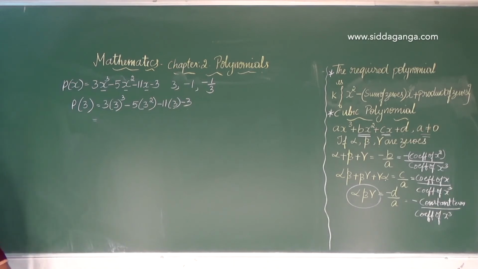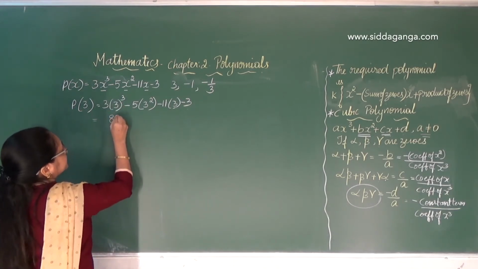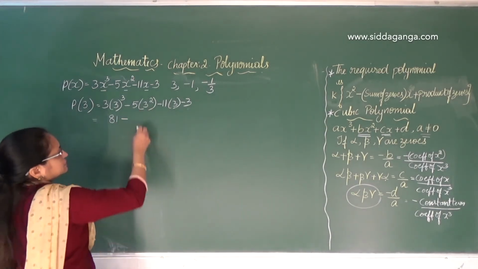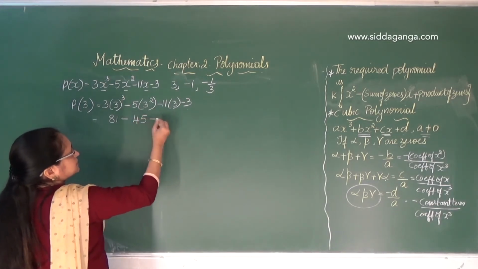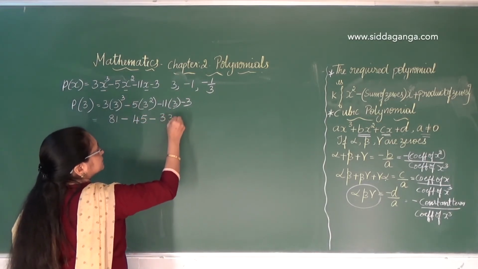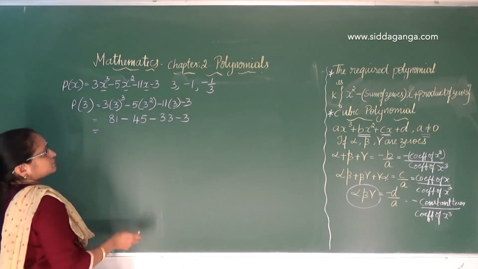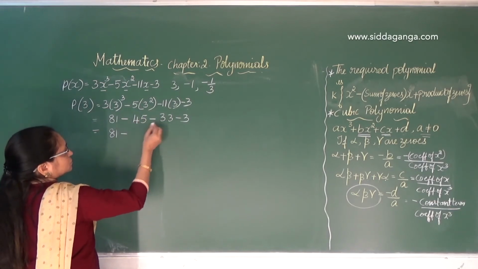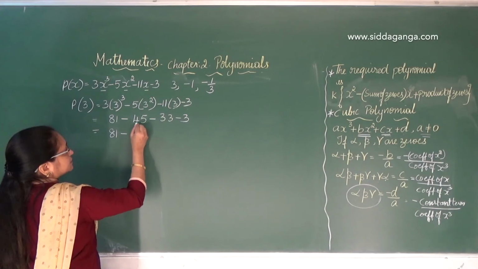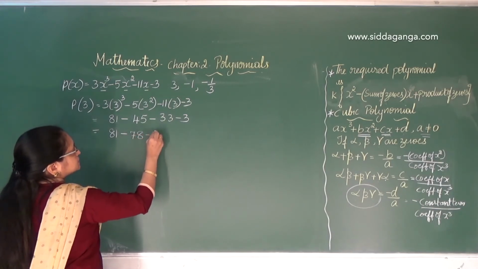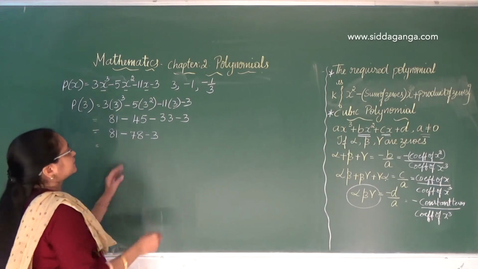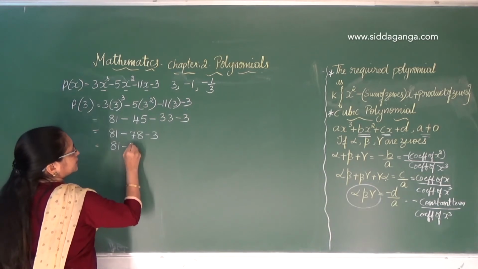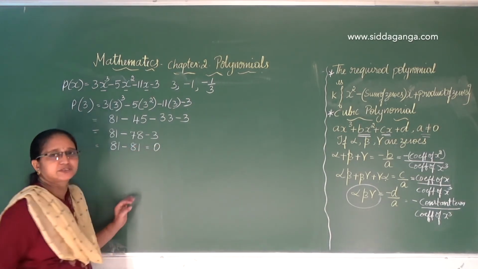27 into 3, you will get 81 minus 3 3s are 9, 9 5s are 45 minus 11 3s are 33 minus 3. Now, find out the answer. 81 minus, see here minus and minus is there. So, here 5 plus 3, 8, 4 plus 3, 7 minus 3. So, 81 minus 78 minus 3. So, here 81 minus 81. See, this will become 0.